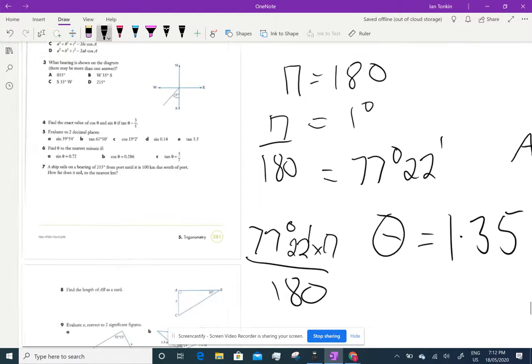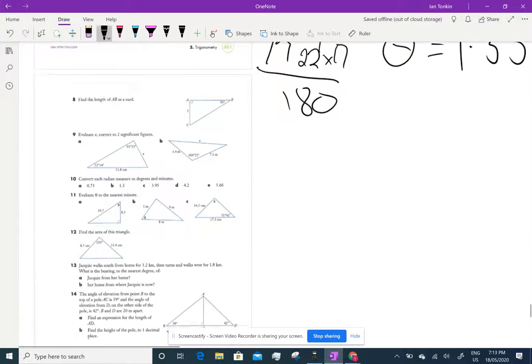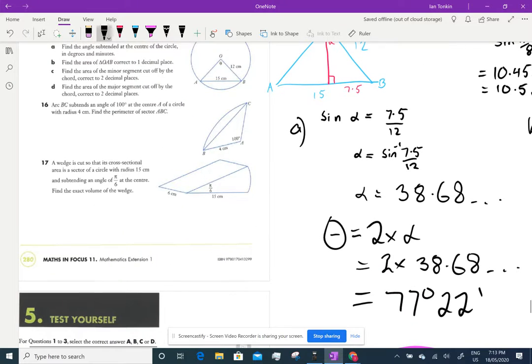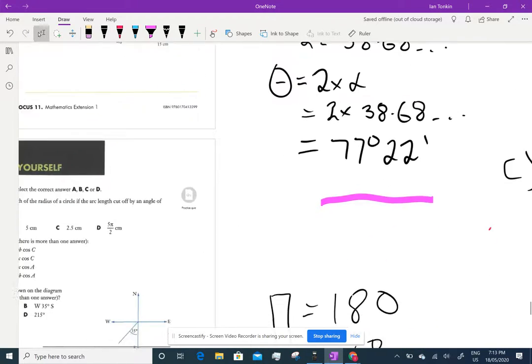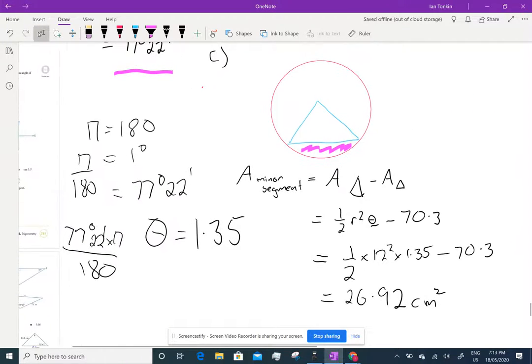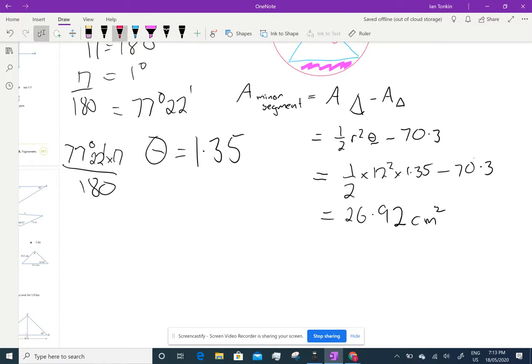Final bit. What do we got to find? Goodness me. Find the area of the major segment. Righto. So the major segment is the rest of it. So now I've got the minor segment, area of the major segment equals the area of the whole circle minus the area of the minor segment, which I just worked out.